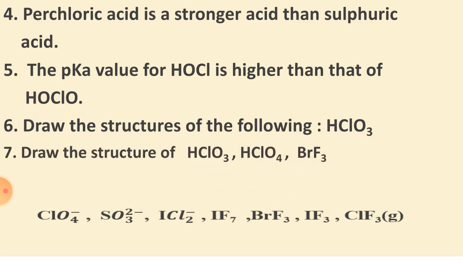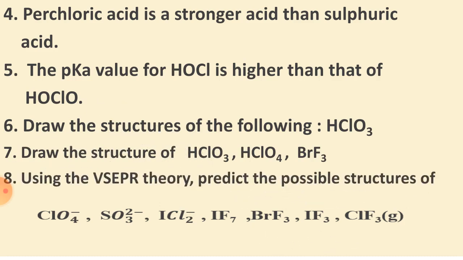Now here some questions are given to draw the structure. So look, question number 6. Draw the structure of the following: HClO3. Then question number 7: HClO3, HClO4, BrF3. And then question number 8. Using VSEPR theory, that means putting the lone pairs and bond pairs, predict the possible structures of ClO4 minus, SO3 2 minus, ICl2 minus, IF7, Br3, BrF3, IF3, ClF3.